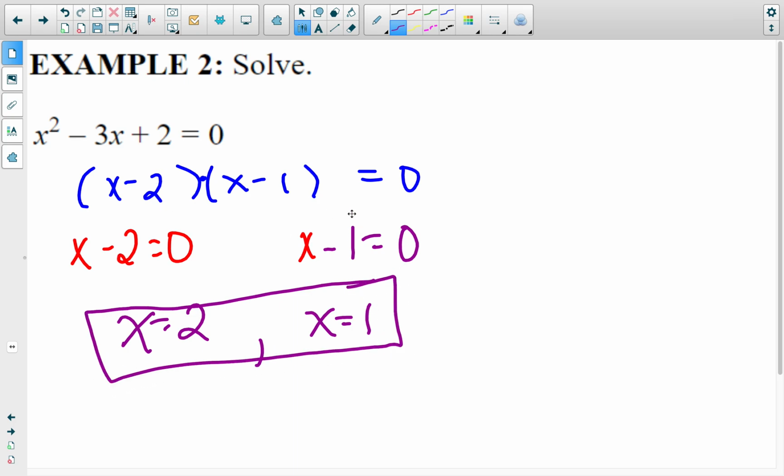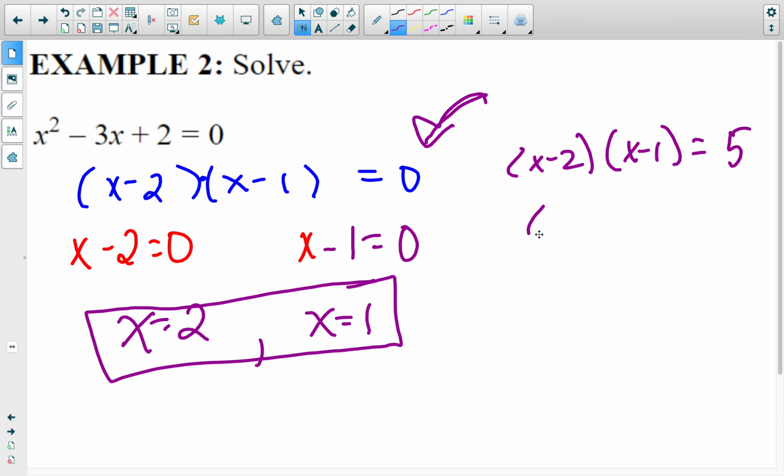So you just take each factor. As long as this is all multiplication, nothing else is going on this side of the equal sign, and it's equal to 0, you can set each piece equal to 0. You can only do this when the equation is equal to 0. If this said x minus 2 times x minus 1 equals 5, you could not do this. You could not say that x minus 2 equals 5 and x minus 1 equals 5. That is no good. You have to only do it when it's 0 because of that idea that one quantity has to be 0 or the other quantity has to be 0.